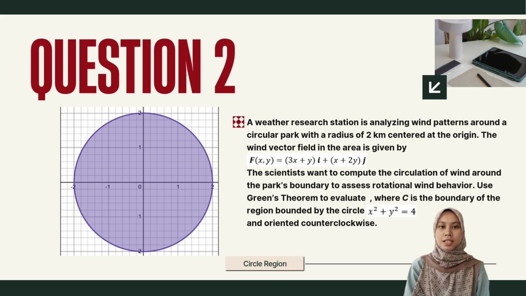The second question is: a weather research station is analyzing wind patterns around a circular park with a radius of 2 km centered at the origin. The wind vector field in the area is given by F(x,y) equals (3x plus y) i plus (x plus 2y) j. The scientists want to compute the circulation of wind around the park's boundary to assess rotational wind behavior. Use Green's theorem to evaluate the integral of F dot dr, where C is the boundary of the region bounded by the circle x squared plus y squared equals 4 and oriented counterclockwise.